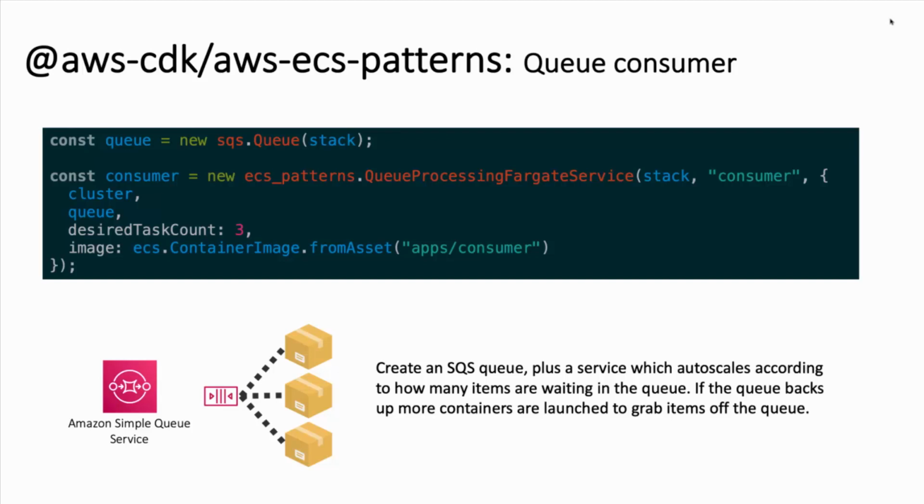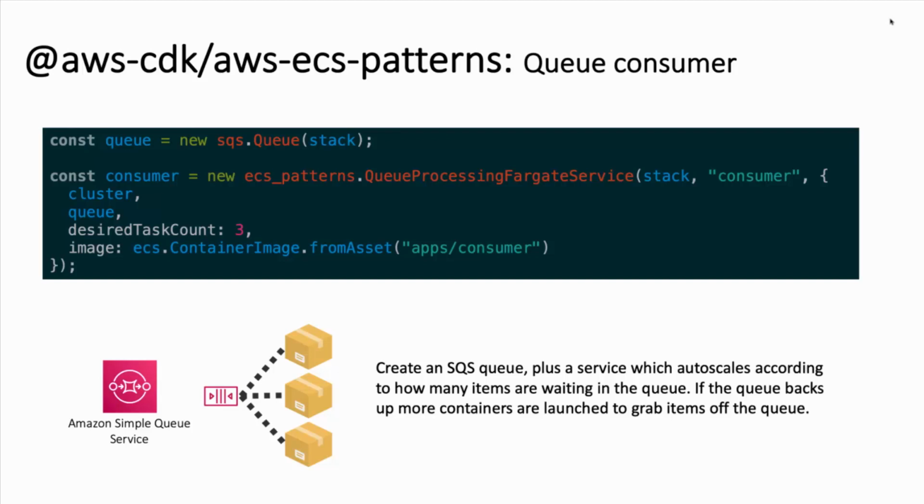So with this pattern, what I'm doing is I'm creating a queue, which is basically a list of jobs that I want to do. And I'm creating a service which is hooked up to that queue. And I'm specifying a container image that I'm building, which will listen to that queue and grab work off of the queue. And so with this pattern, it will actually auto scale the number of workers according to how many items are on the queue.